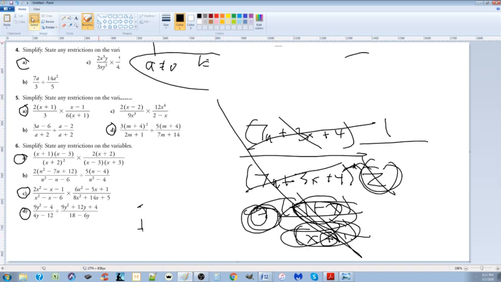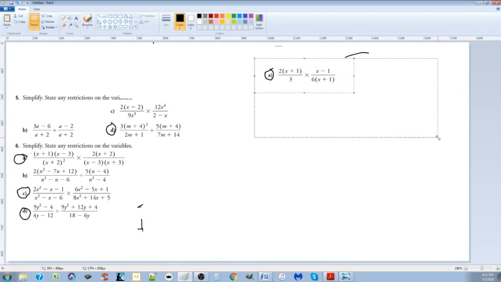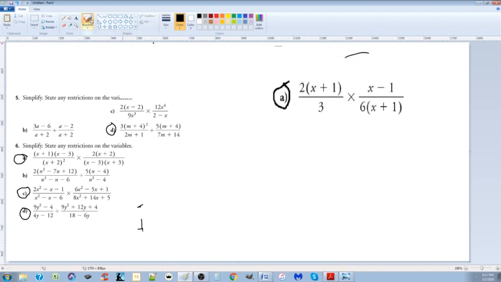This is question 5 now we're going on to. Okay, 5a. So they're multiplying, so it's not a big deal. And looking at it, I can see that there's no more simplifying to be done. Well, there is, but not factoring. So let's look at the restrictions. There's just this one. When will this bracket be 0? When x is minus 1. So x cannot be minus 1. That's the only restriction. Put it aside.